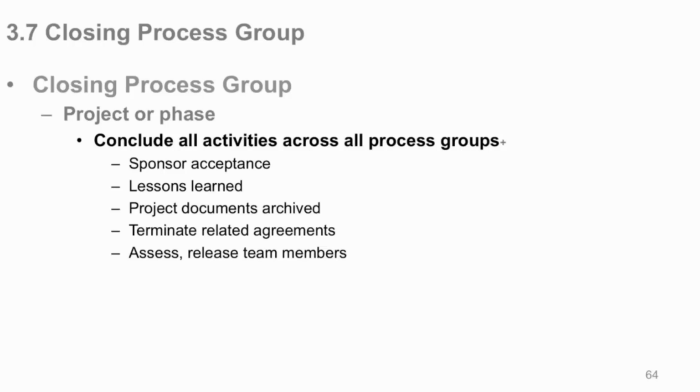Any agreements that you may have for goods and materials outside the company, or even inside your company with another department, you might have a memo of understanding for IT to create something to support your project, you need to terminate all those agreements cleanly so they're not hanging out there. And then you assess your team members. You give them a performance assessment, which goes in their personnel file and in the project file, and then you release them to other projects or back to their functional manager. That's the closing process.